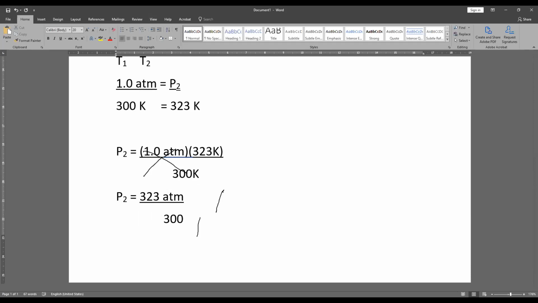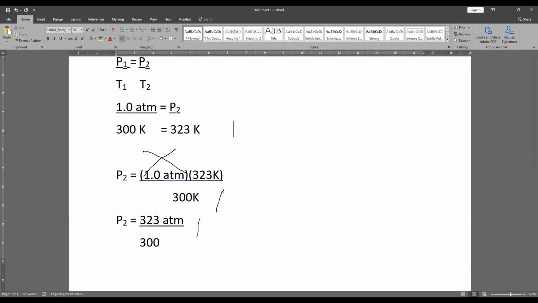So 323 divided by 300, we have P2 is equal to 1.0 to the nearest hundredths. Nearest hundredths. 1.08. Okay, that's 1.08 atm.